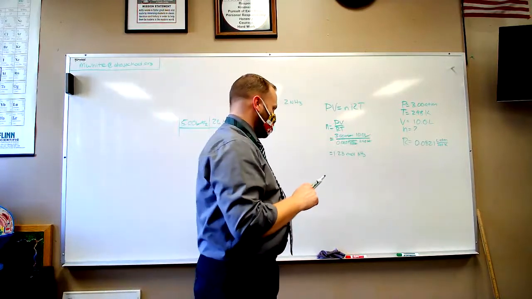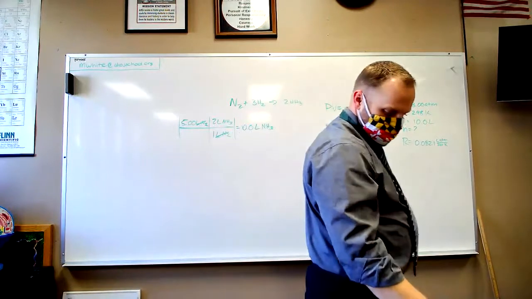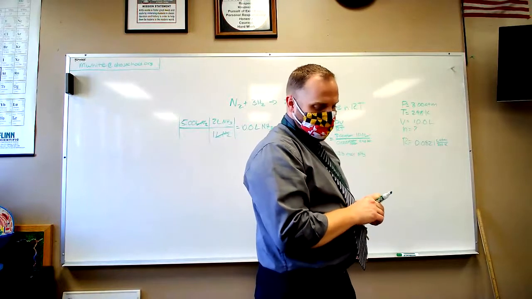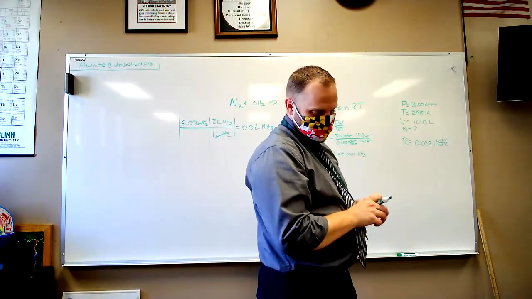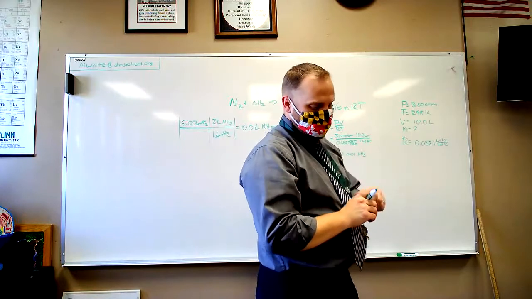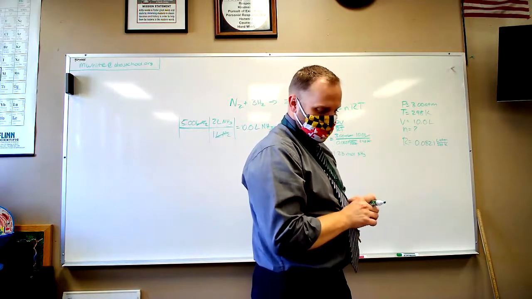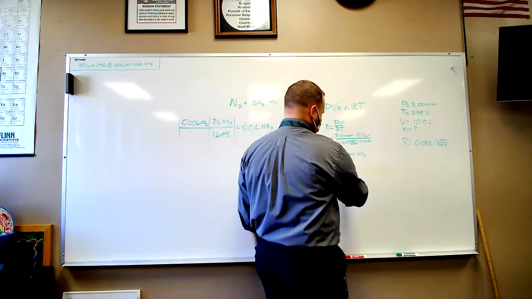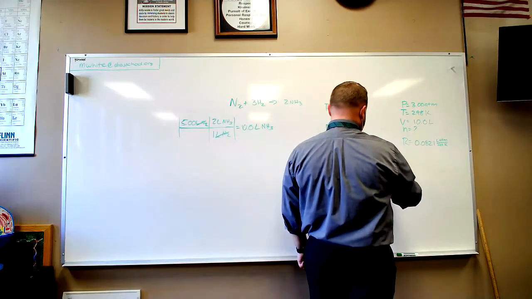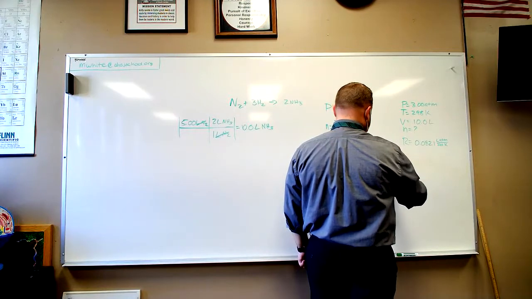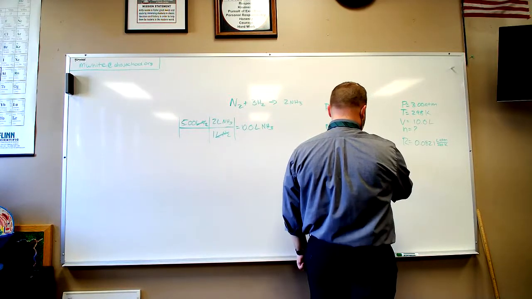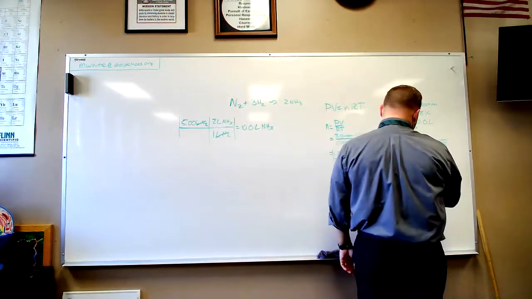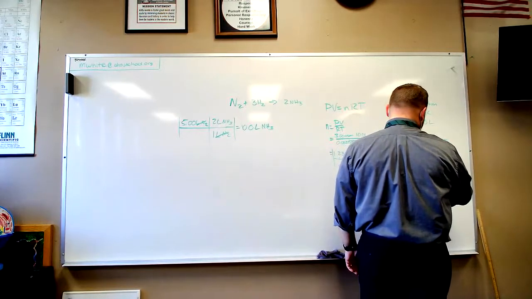And then all we have to do is change from moles to grams. So 1 mole of ammonia is 17.04 grams per mole. So we take this, 17.04 grams in 1 mole, cancel out, multiply that, and we get 21.0 grams.